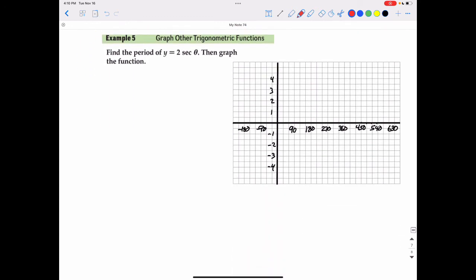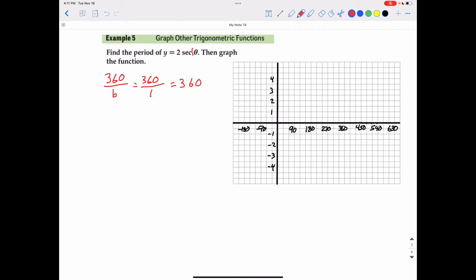In order to graph a secant or cosecant function, we're going to graph its related sine or cosine function first. Find the period of y equals 2 secant of theta, then graph the function. The period is found just like it is with sine or cosine. It's going to be 360 divided by the b value. The b value is 1, because it's the 1 right in front of the theta. So the period is 360 degrees.